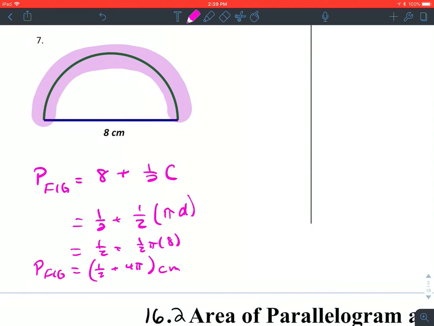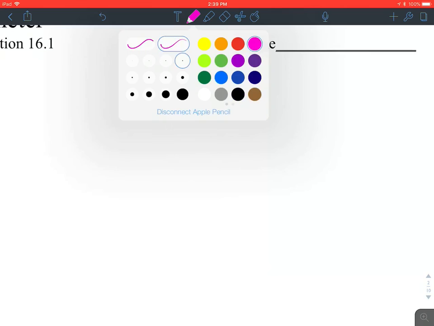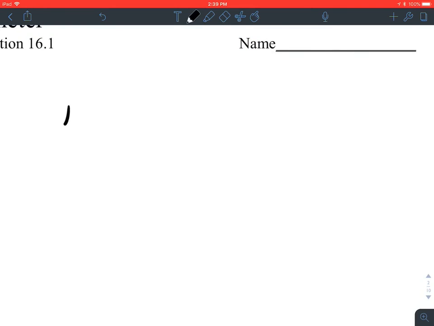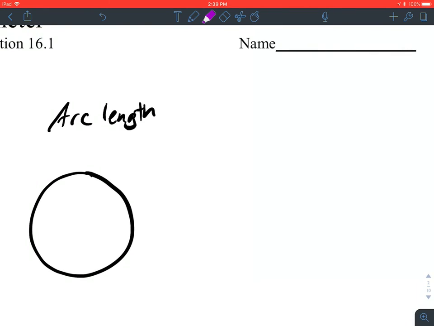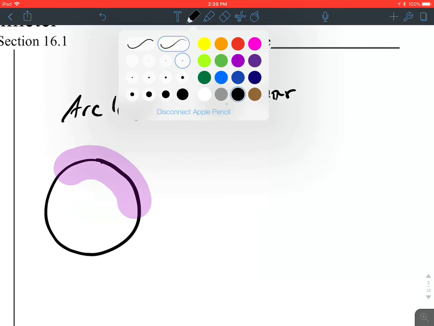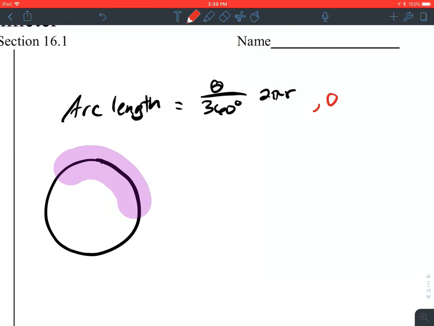One more thing I want to point out, and that is this formula to find the arc length, which means part of a circle. Like if this is an entire circle, arc length might just be a portion of it. That's going to be theta divided by 360 degrees times circumference, circumference being 2 times pi times r, or pi times diameter. Theta is the central angle.